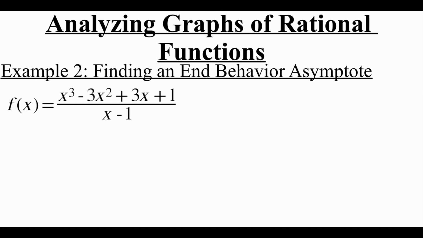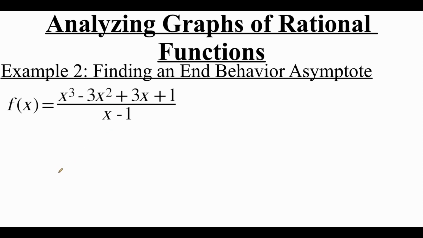Now I want to look at an example in here where we've got an end behavior asymptote that's something other than a horizontal asymptote. So we're going to look at the function f of x equals x cubed minus 3x squared plus 3x plus 1 all over x minus 1. Now notice with our function, the power on top is bigger than the power on bottom, meaning that we're actually going to be able to do a little bit of division in here.